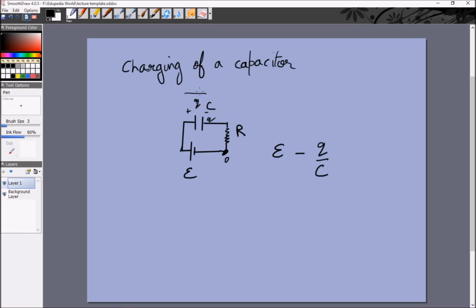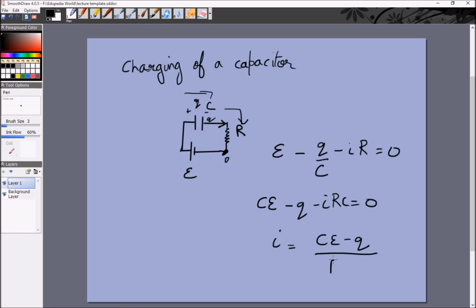And that's a drop in potential difference, and as you go here there will be another drop in potential difference because current is flowing in this direction, minus IR. This is equal to 0. From this what I get is CE minus Q minus IRC is equal to 0, or I is equal to (CE minus Q) by RC. Now I will write I as dq by dt, and this is the differential equation which we need to solve.